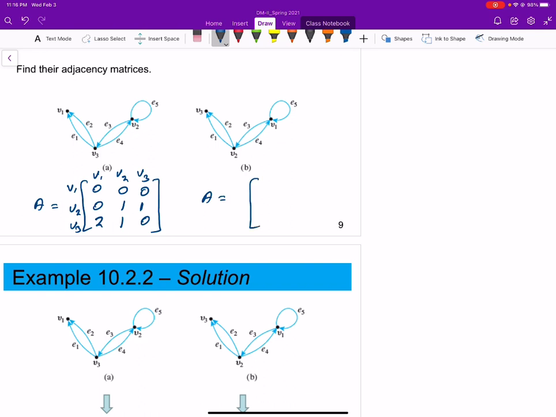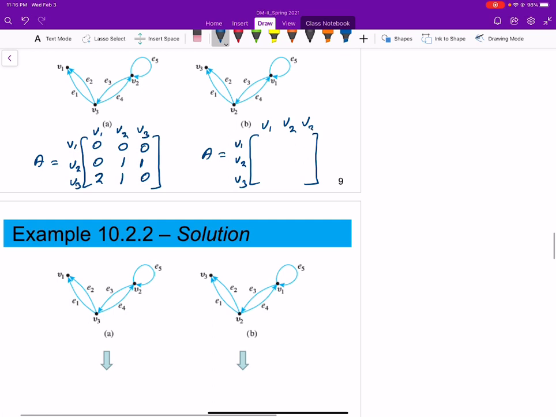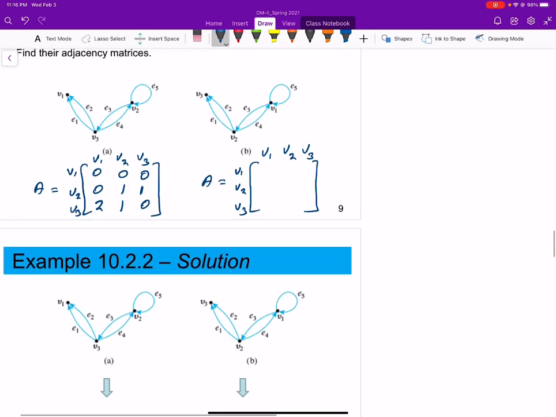Here also there are 3 vertices, so the matrix should be 3 by 3, with rows V1, V2, V3 and columns V1, V2, V3. From V1 to V1, there's a loop, so you put 1 here. From V1 to V2, there's one arrow, so it's 1. Then V1 to V3, no arrows, 0. Then V2 to V1, there's one arrow. Then V2 to V2, no loops at V2. And V2 to V3, there are 2.